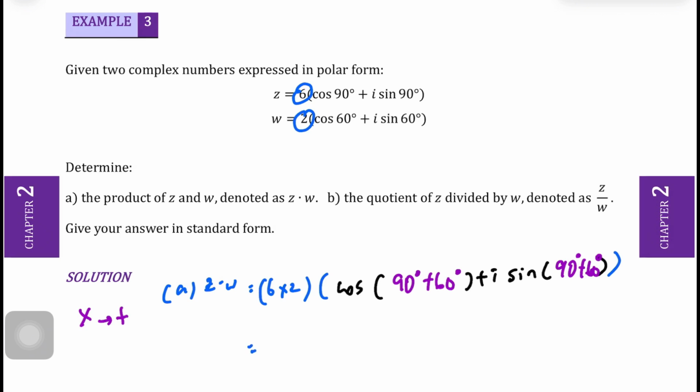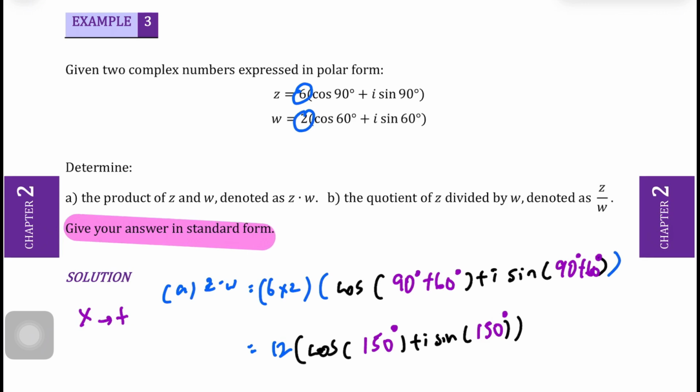So let's solve this. 6 times 2 is 12, and the answer inside will be cos plus i sine. So let's add them up. The angle inside will be 150 degrees. That's it. This is your answer if you need to leave your answer in polar form. However, let's read the question properly. The question asks you to give your answer in standard form.